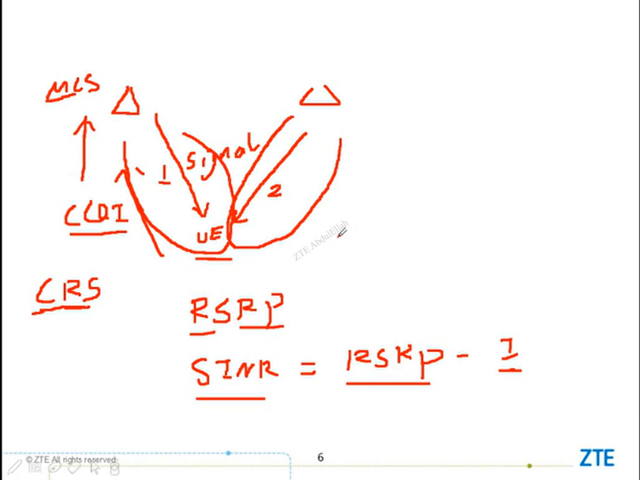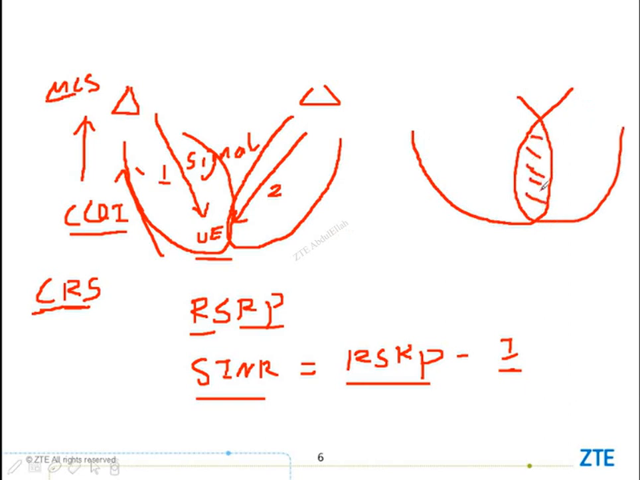In the coverage optimization, we will try to avoid the overlapped coverage and overshoot coverage. So what is overlapped coverage? For example, like these two cells have a lot of overlapped area. This is not so good. Okay.